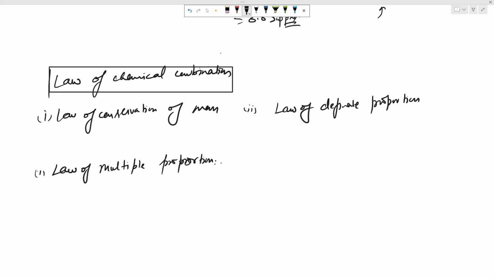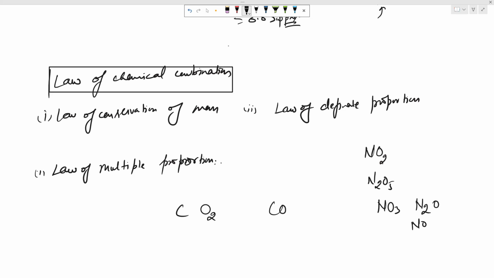According to this law, the weight of one element, for example, if carbon forms carbon dioxide and also carbon monoxide. Two elements can form various compounds. For example, nitrogen and oxygen combined can form nitrogen dioxide, N2O5, NO3, N2O, and NO. So there can be different oxides.